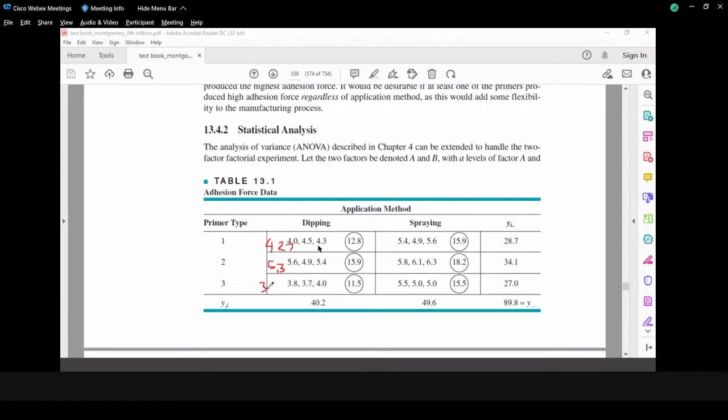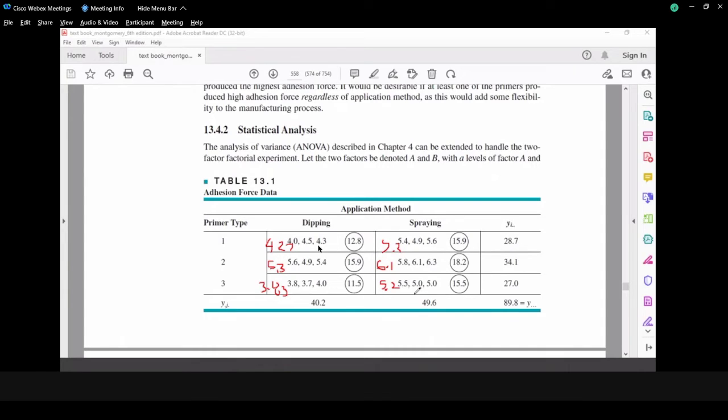That's why sometimes you need to do some preliminary calculation. 15.9 divided by 3, 5.3 here. 0.2 divided by 3, 6.1, and then finally 5.2. Then from here you can calculate.